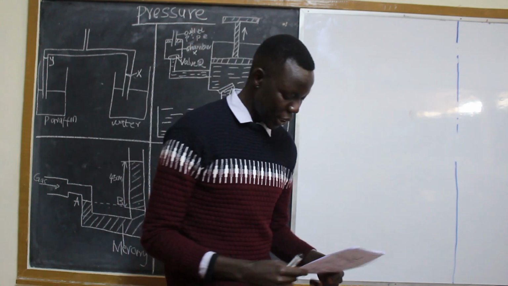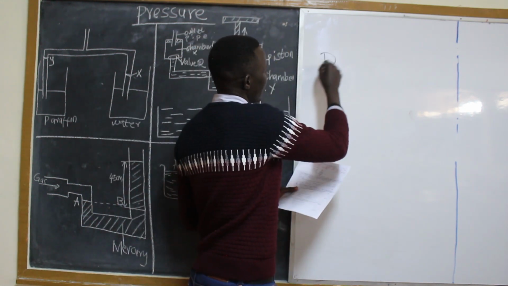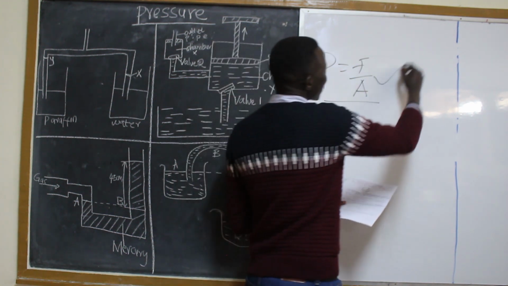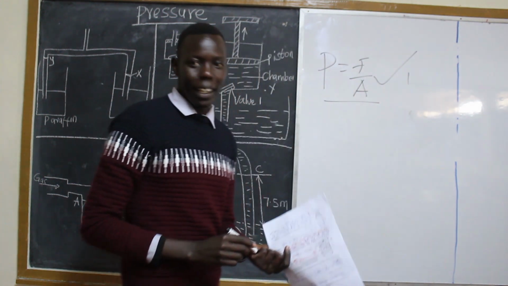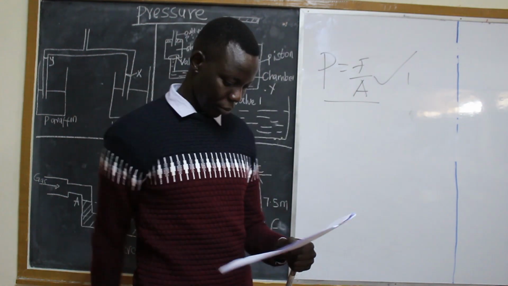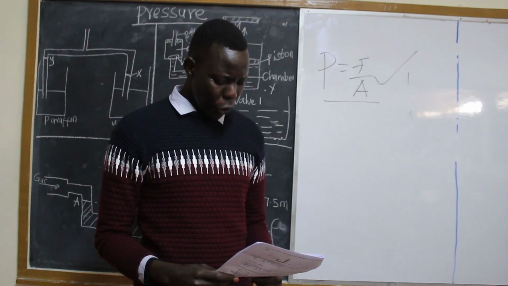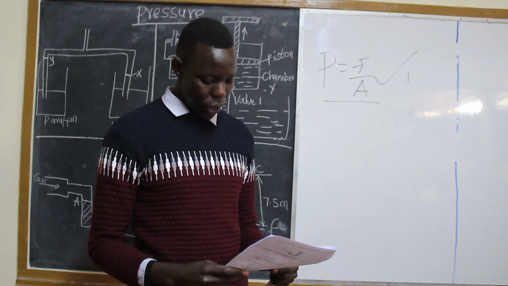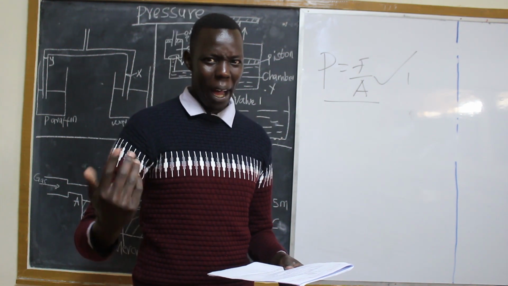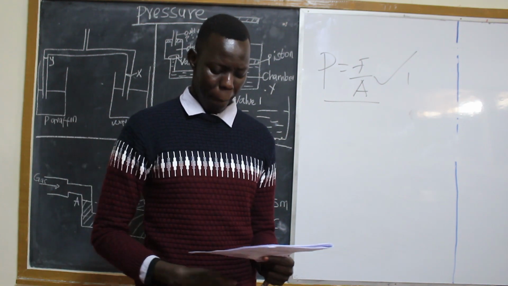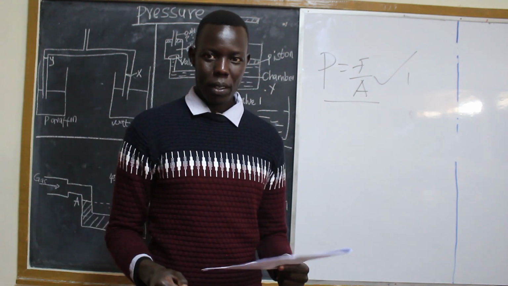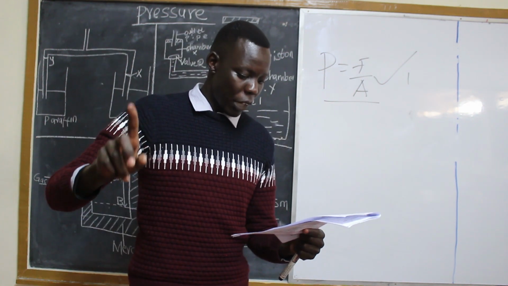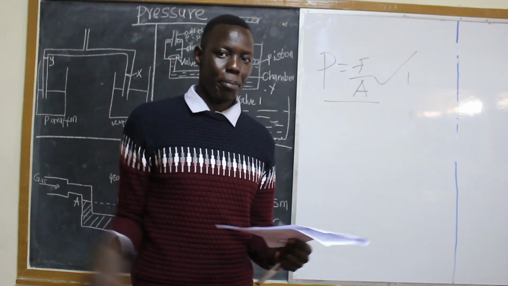Calculate the force applied. We always say that pressure is equal to force over area. Here we don't have area. The one we have is diameter. So you just find the cross section area, pi r square. Just do your pi r square. The r is 1.4 divided by 2, that is 0.7, so pi r square.